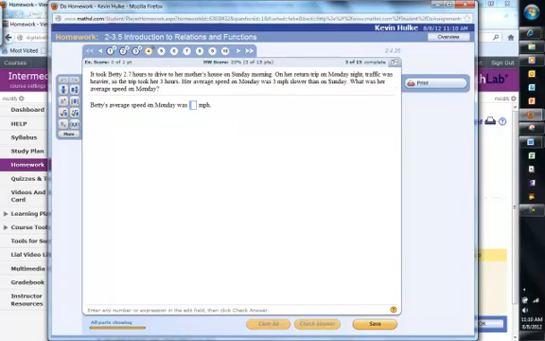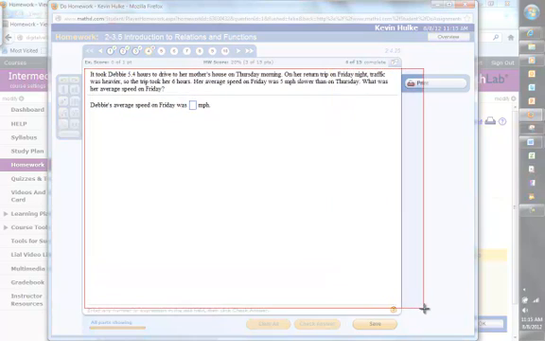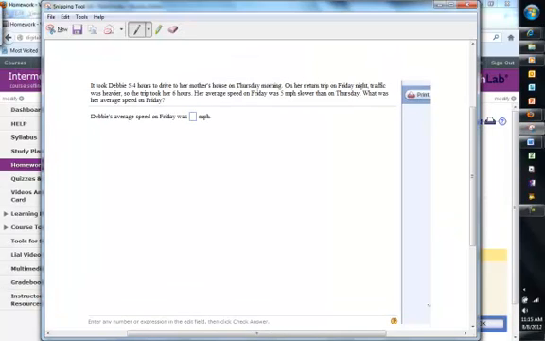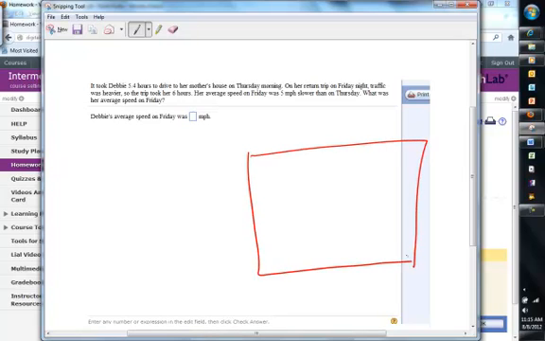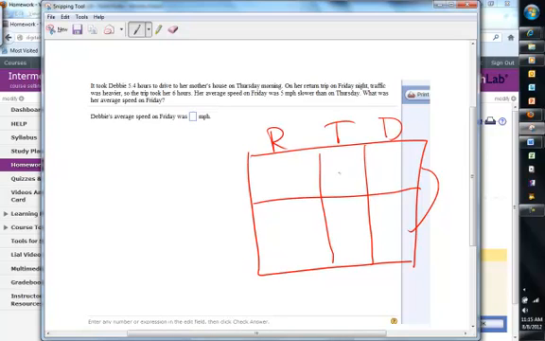Number 4. It says Debbie took 5.4 hours to drive to her mother's house on Thursday morning. On her return trip on Friday, the traffic was heavier, so it took 6 hours. In this case, we only need two things since these two distances are going to be equal. So if you have one of those there and backs, you don't need a 3x3 box, you only need a 2x2. Rate, time, distance. The time, let's call this one Thursday, and this one Friday is the rate.